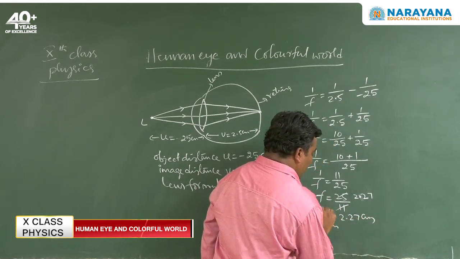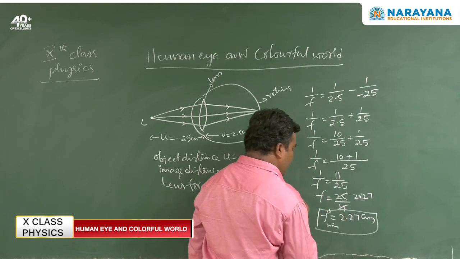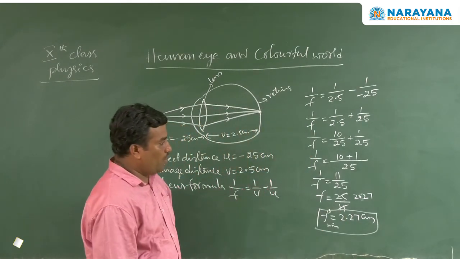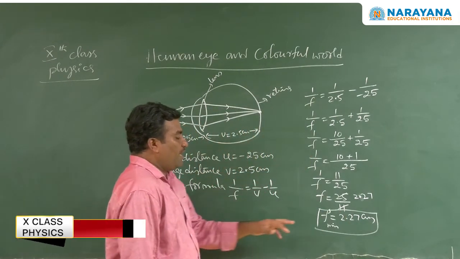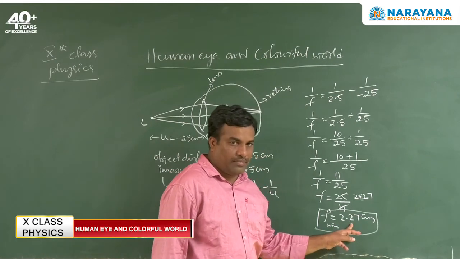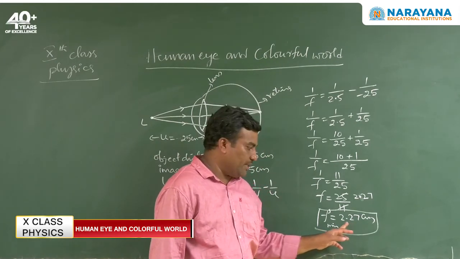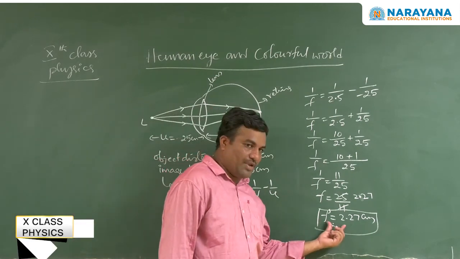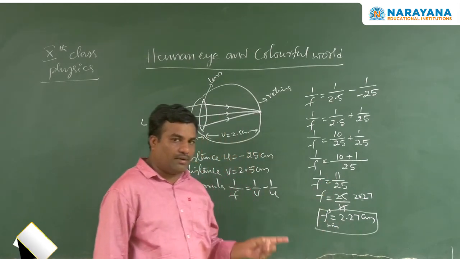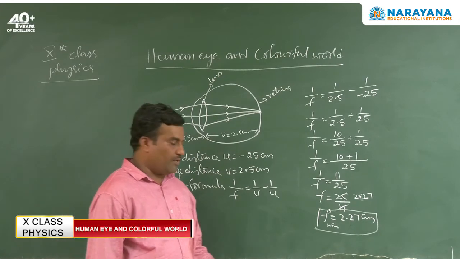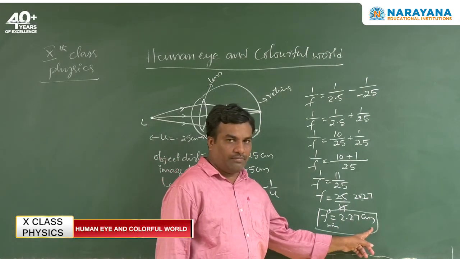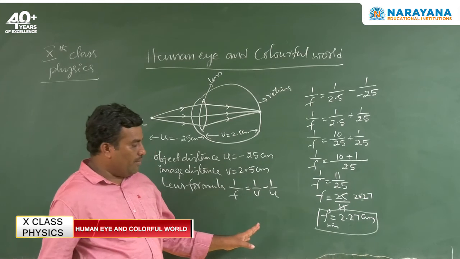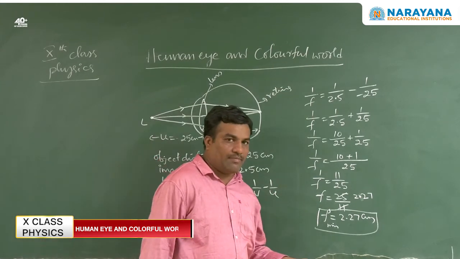So this is the minimum focal length. Observe, earlier we got 2.5 centimeter. Right now we are getting 2.27 centimeter. That's why it is the minimum, because compared to earlier it is a lower value. So this is the minimum, and earlier we got the maximum.